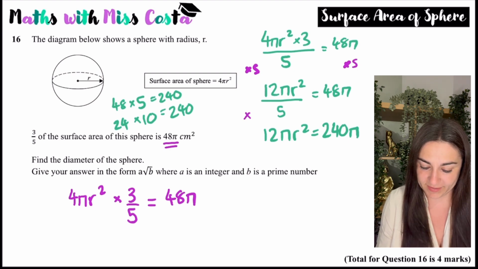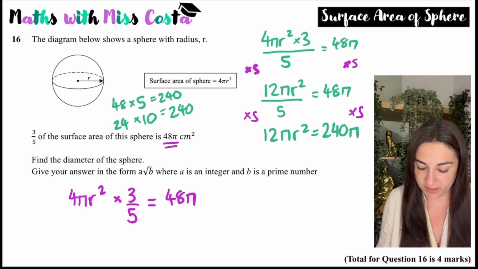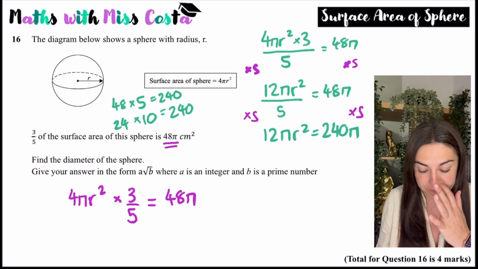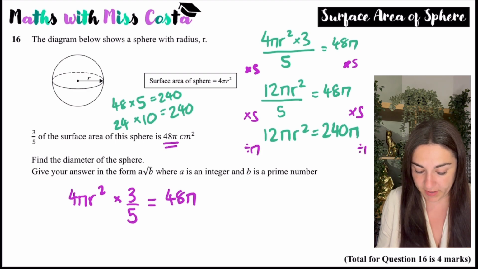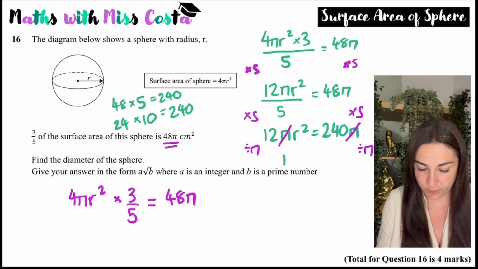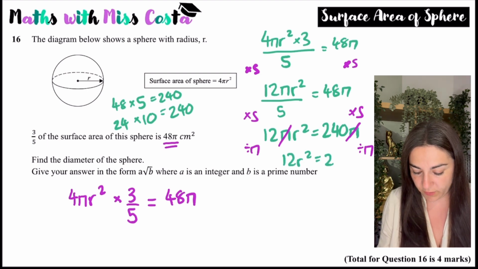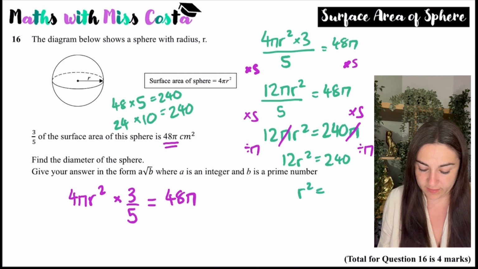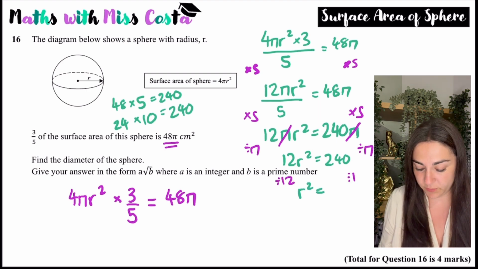No, wait, here I times by 3, I simplified it. Here I multiplied both sides by 5. Then what am I going to do? I could divide both sides by pi. So cancel. So that would be left with 12r squared must be equal to 240. I could then divide both sides by 12.